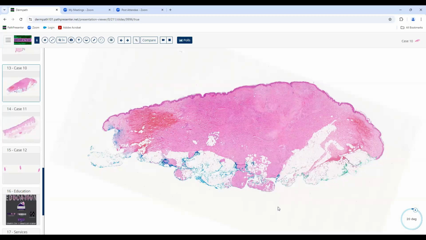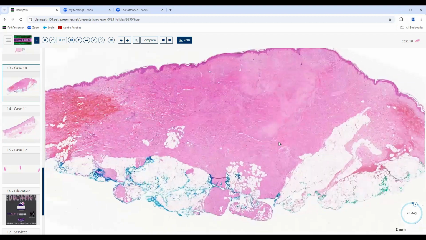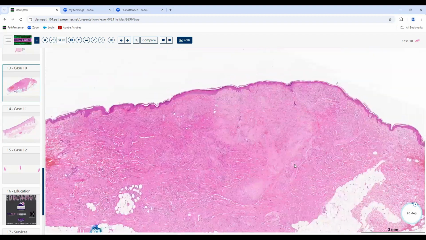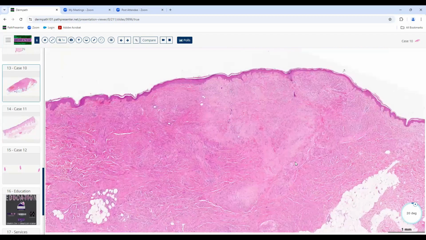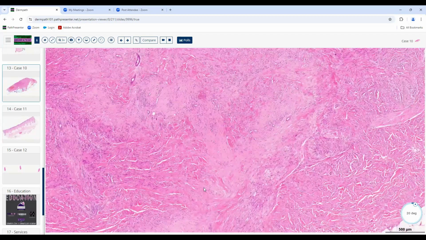So if it's malignant, it's probably not going to be super aggressive, like maybe something like a spindle cell malignant melanoma, or poorly differentiated squamous cell carcinoma, or angiosarcoma. So we're going to higher magnification to see if we can figure out what kind of differentiation it's exhibiting.